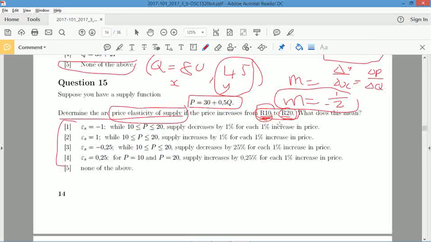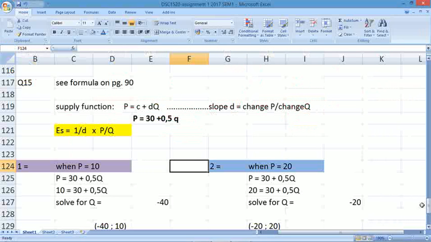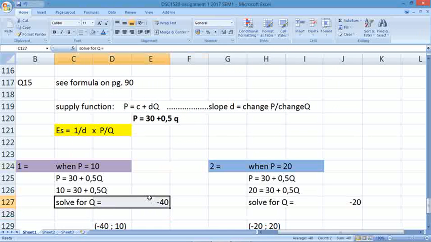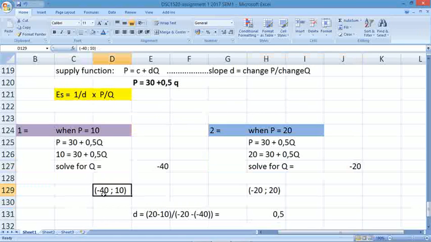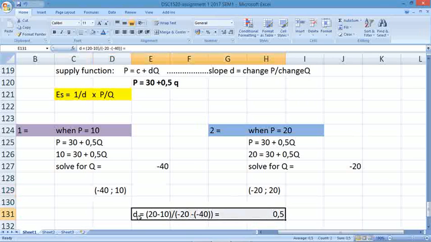So now what am I going to do? I'm going to have to solve. If I'm solving for Q, I get Q as minus 40 when P is 10, and I get Q as minus 20 when P is 20. So what points do I then have? Well, I have quantity and I have price here, and here as well. D is the slope of the graph, so I need to find the slope. If I work out the slope, it's change in y over change in x, which is what I've got here. So D comes out to 0.5.